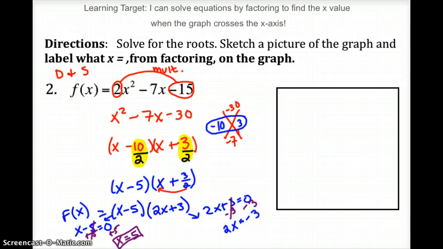And then how would I get rid of this 2? What's going on between 2 and x? They're being multiplied. So break up the multiplication, we would divide. Okay, so x will equal a negative 3 halves.